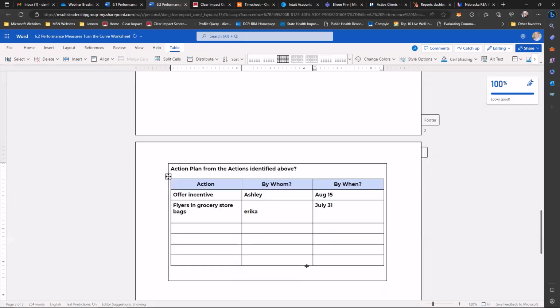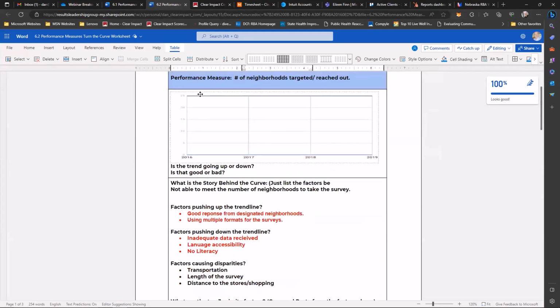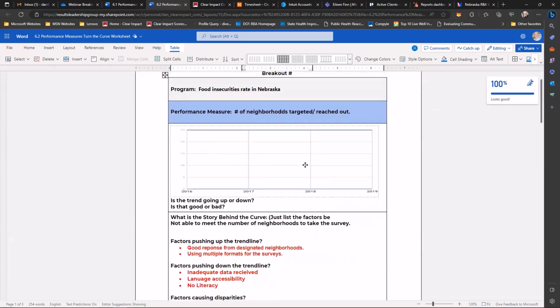All right. So now you've got a turn the curve exercise that's actually a little easier to drive. Now you have an action plan so that we're going to offer incentives. Ashley's going to come back and say, okay, I've got gift cards for everybody that completes the survey. And Erica can say, okay, here are the flyers. Now we're going to reach out to the departments or the grocery stores. So now you have a plan where you can see the clear flow from the issue.